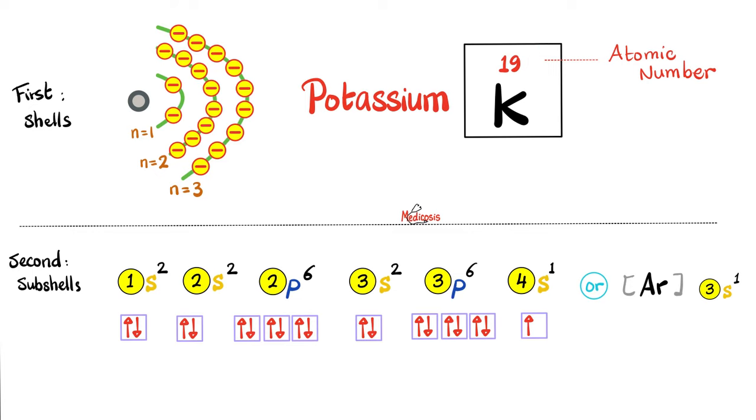Absolutely. 19 electrons. So 2 in the first shell, 8 in the second shell, this is 10 in total, and 9 in the third shell. How about by subshell? 1s2, 2s2, 2p6, 3s2, 3p6, 4s1. And there you go, or abbreviated argon, which is 18 electrons, and add the 19th electron at 4s1.